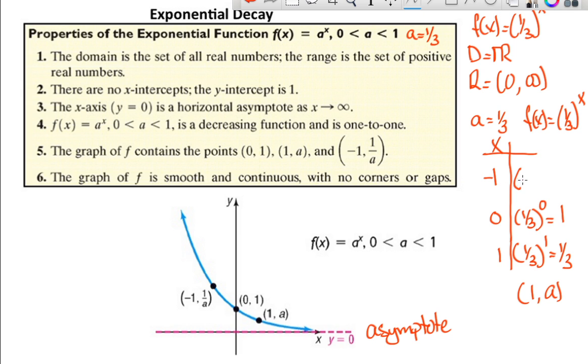On this one, when you use the negative 1, the negative 1 makes that fraction flip, right? So it becomes 3 over 1 to the first, and that's where you get your 3. So this is why it's a decay version: on the negative side, you get large numbers, and then it goes down, smooth and continuous, just like the other one.